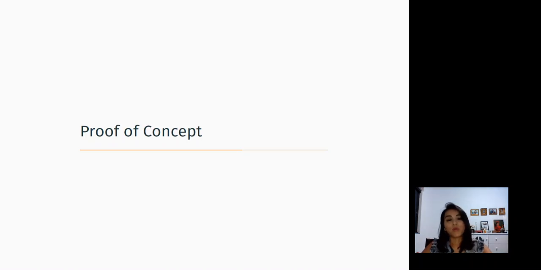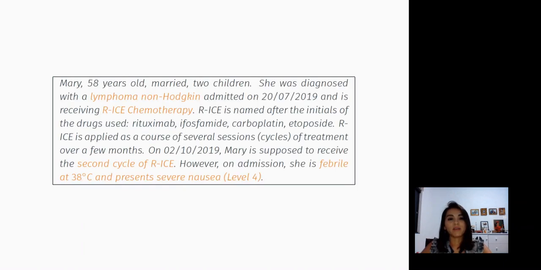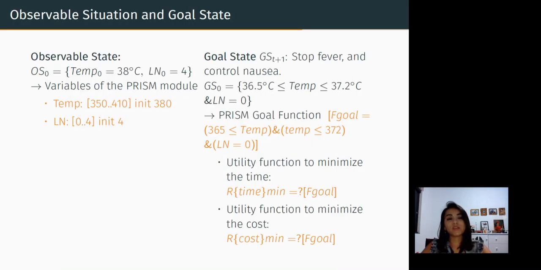In order to test our approach, we developed an MVP model from the past scenario. So we had Mary, who is currently receiving chemotherapy, and her current status is fever and nausea. This is represented as the observable situation and a goal state. The observable situation is that she has a fever of 38 degrees Celsius, and the level of nausea is 4. That's how we model it in Prism.